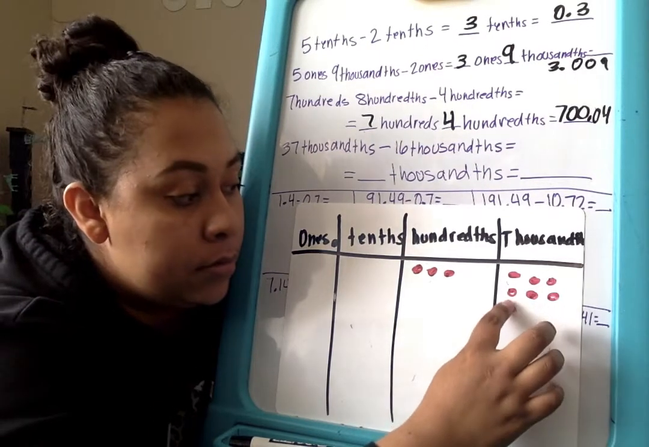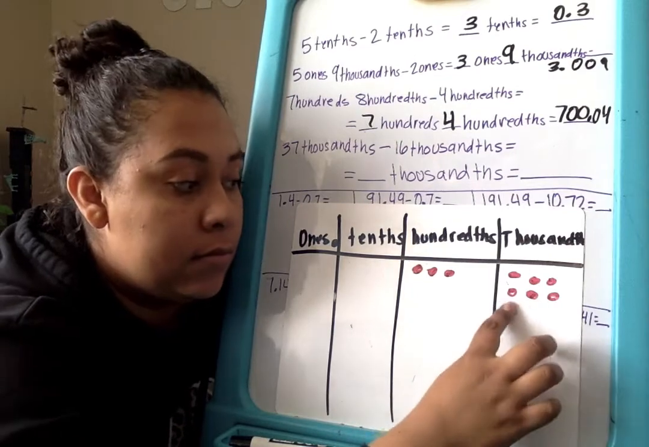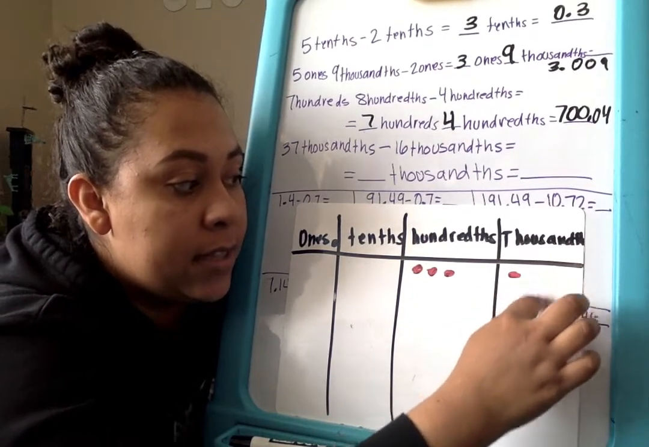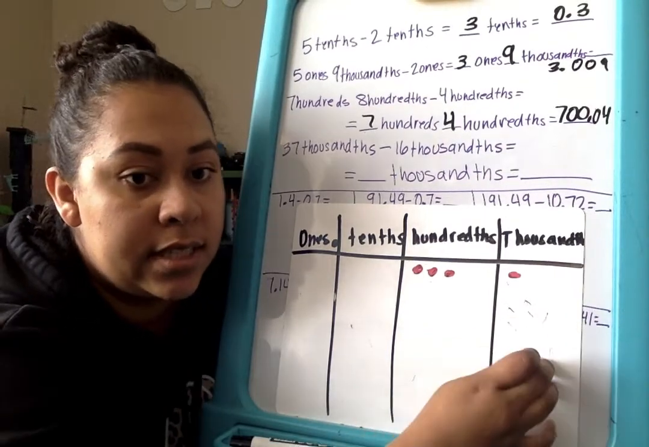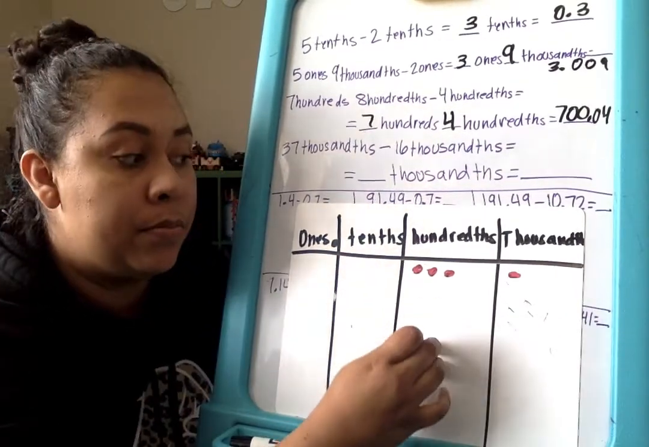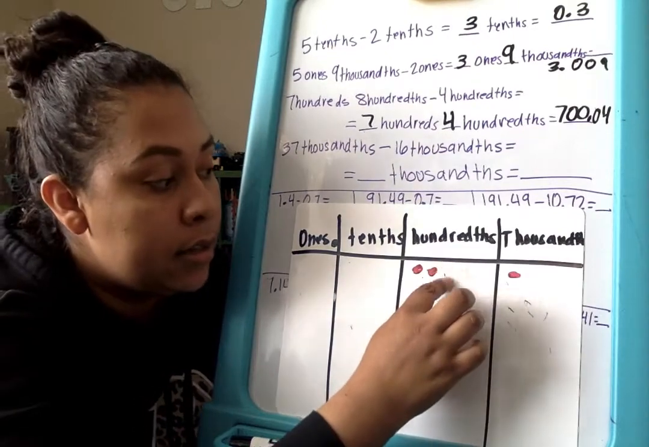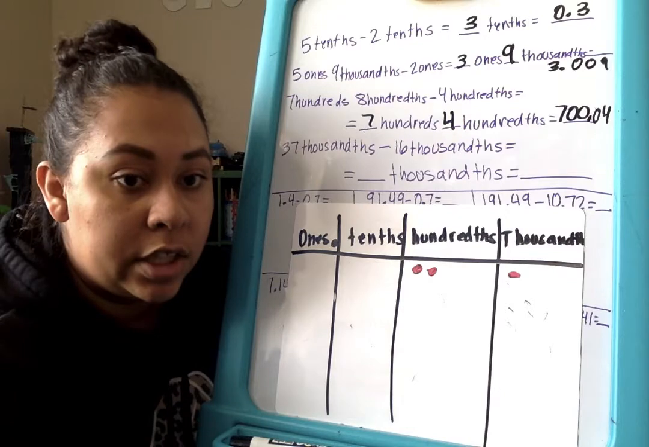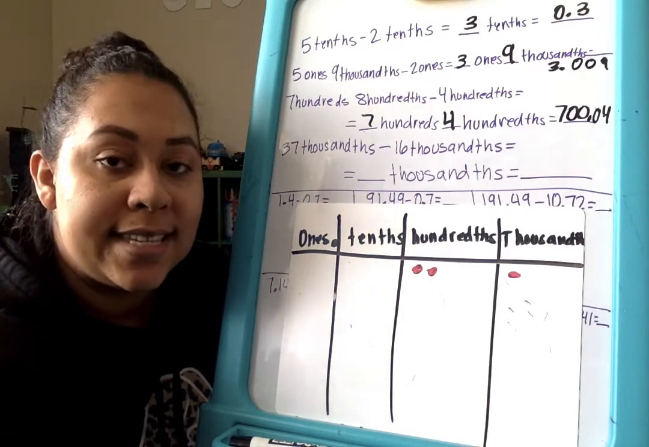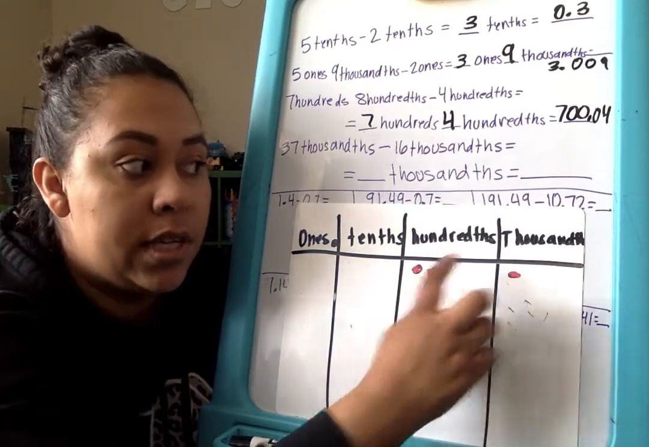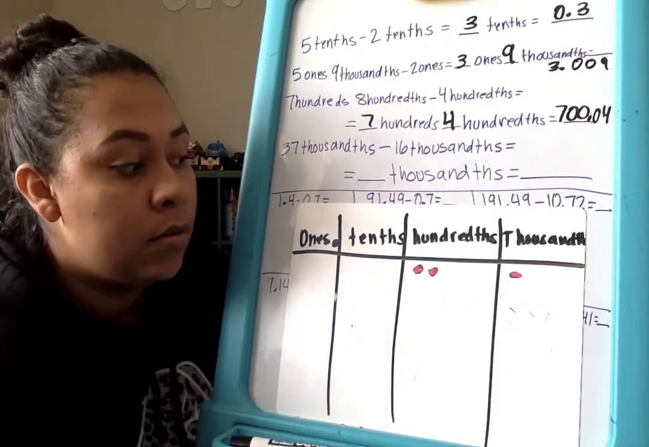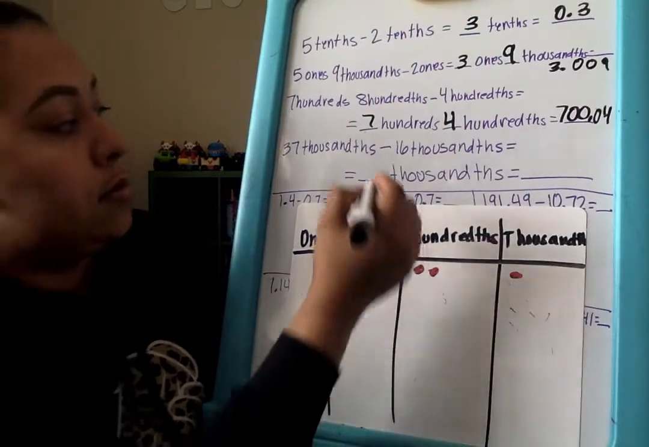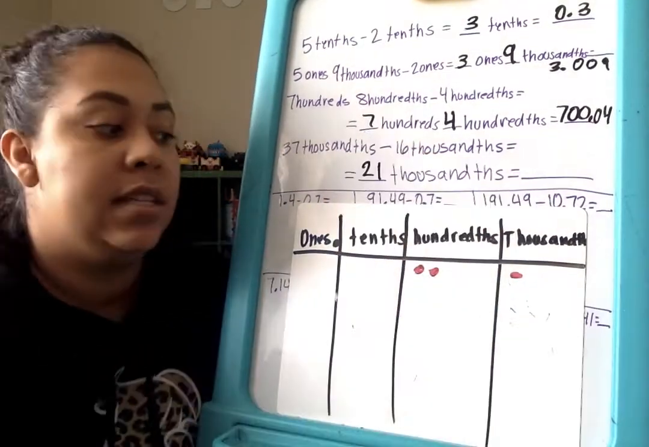So now I'm just going to take those out. So 1, 2, 3, 4, 5, 6. So that's the 6 thousandths, but now I need the 1 hundredth or the 10 thousandths. Okay, so now 37 thousandths minus 16 thousandths gives us 2 hundredths, 1 thousandth, or 21 thousandths. So that goes right here, 21 thousandths.